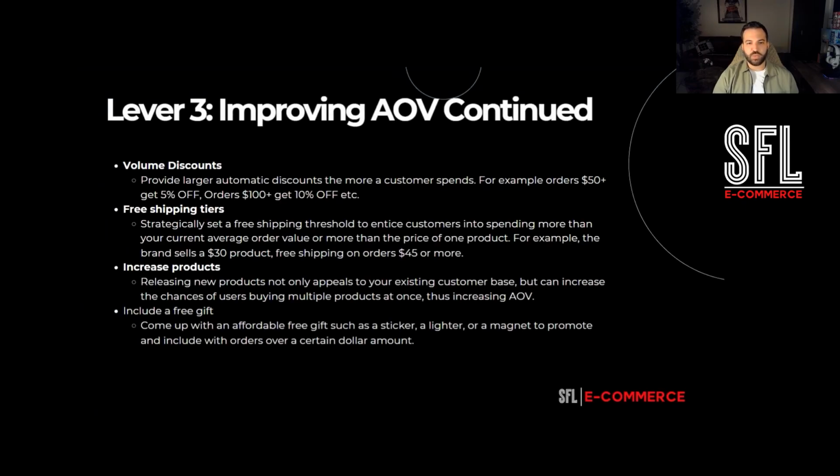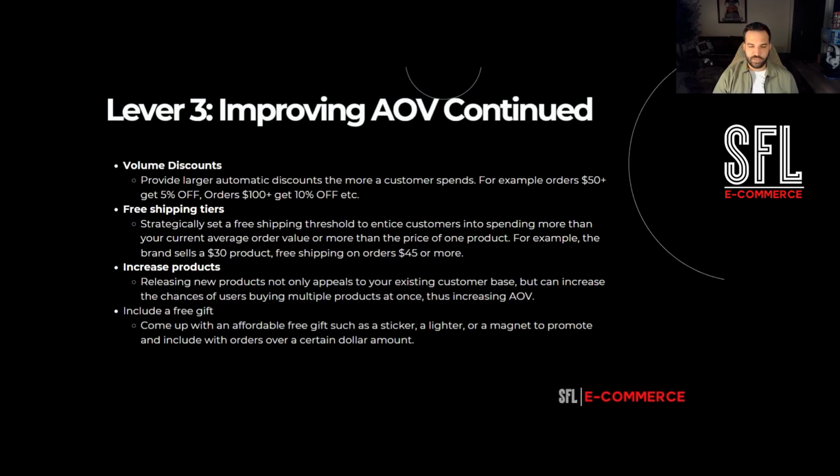Average order value, continued. Volume discounts. This is one I absolutely love, especially when you have the type of brand and product that lends itself to aggressive discounting. So this would be, for example, buy 2, get 20% off, buy 3, get 25% off, and so on. Incentivizing customers to buy more of the same product.